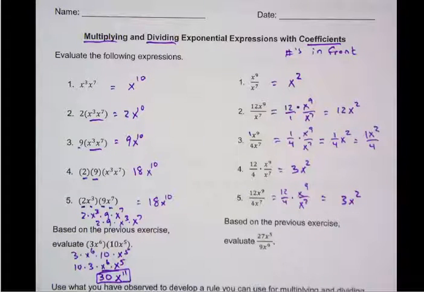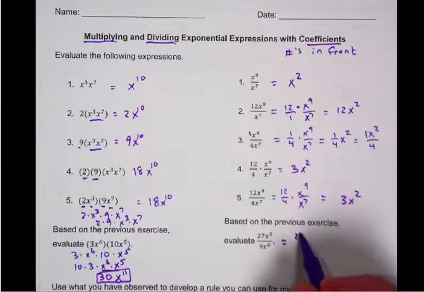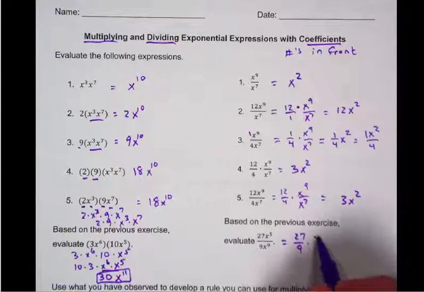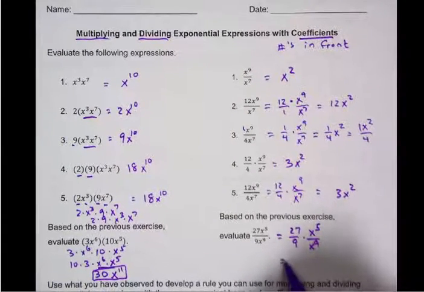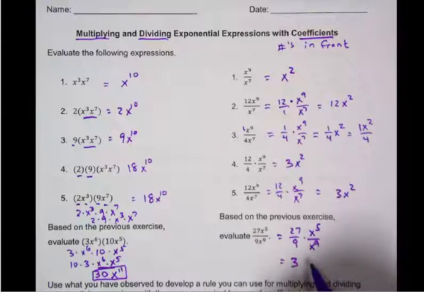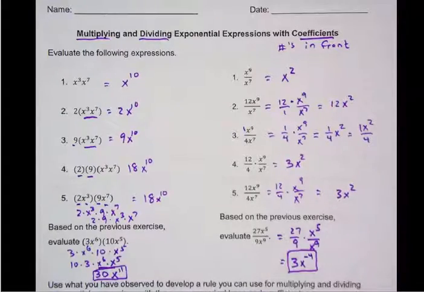Okay? See if you can do this on this example. Pause it if you have to, but I'll do it now. I look at this being 27 divided by 9 times x to the 5th over x to the 9th. I know that 27 divided by 9 is 3. I can apply the quotient rule to keep the base and subtract the exponents. Well, 5 minus 9 is actually negative 4. So my answer is 3x to the negative 4th.